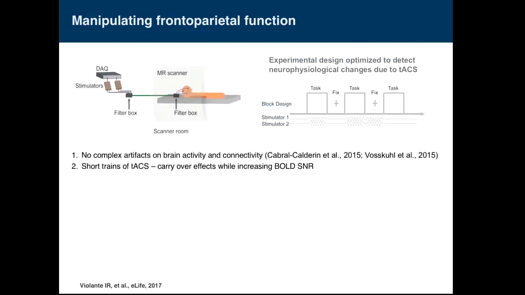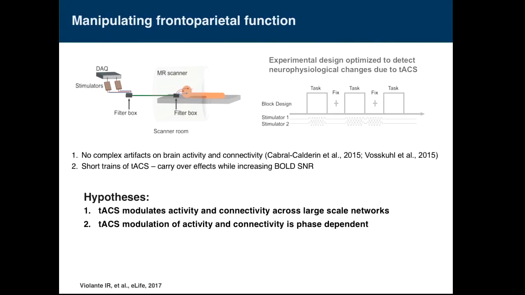But as I told you, we want to go beyond just looking at behavior. We want to understand what's going on in the brain when we do this sort of manipulation. So we performed a simultaneous TACS fMRI study, and our hypothesis was that TACS will be able to modulate activity and connectivity across large-scale networks, and also that this will be dependent on the type of stimulation, on the different condition of stimulation that we applied.